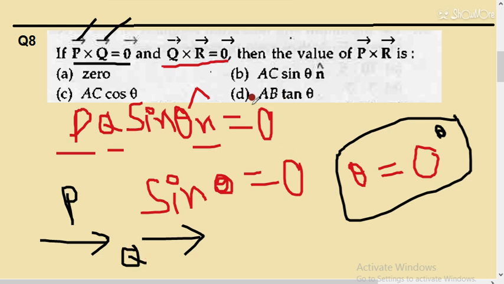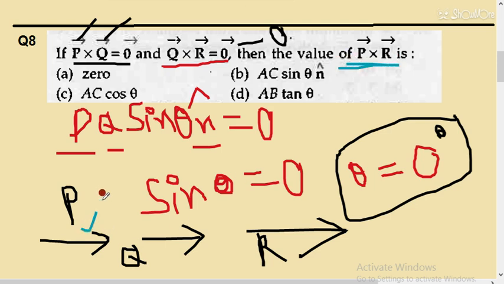Again, further you can see Q and R. Q R sin theta is equal to 0, same case. So Q and R vectors are also parallel. P and Q are parallel because their cross product is 0. Q and R are parallel because their cross product is also 0. Now he is asking us to find the value of P cross R.